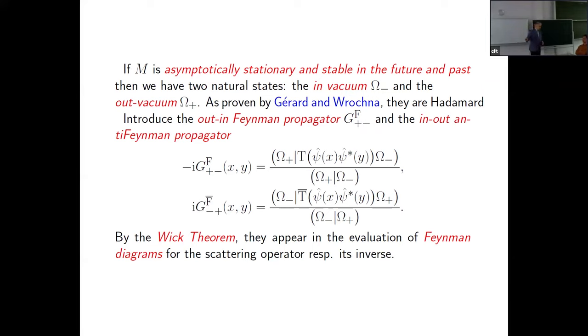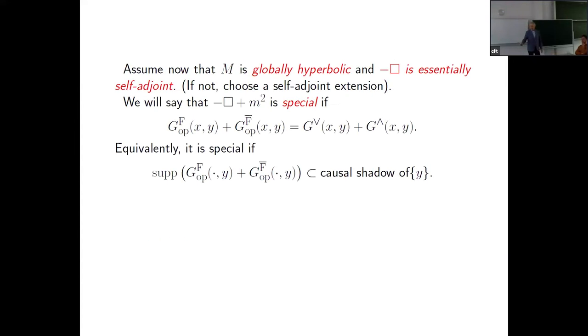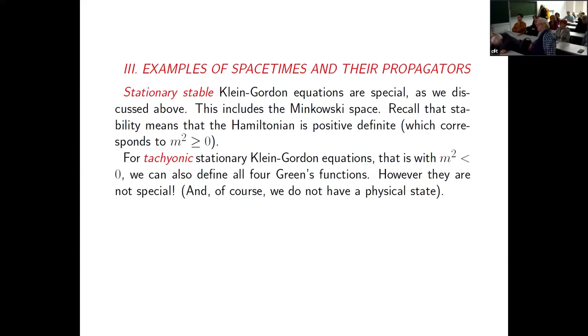So let me just say that there is a better definition of the Feynman propagator, which is more mathematical, which I don't have on my slides, but this is a good concept. There is an operator-theoretic definition. Now, examples of spacetimes and their propagators. As I mentioned, stationary stable Klein-Gordon equations are special.